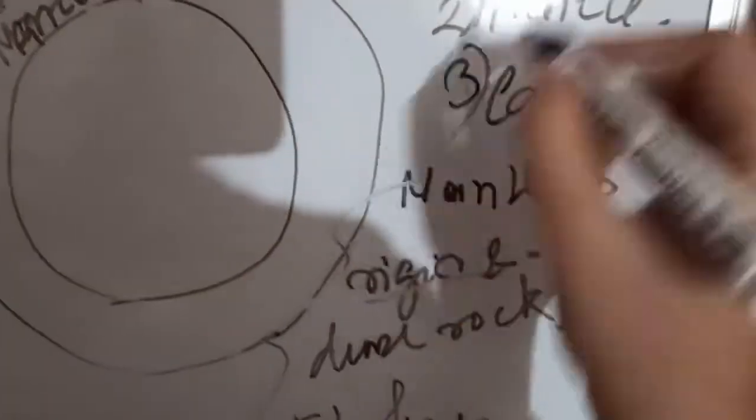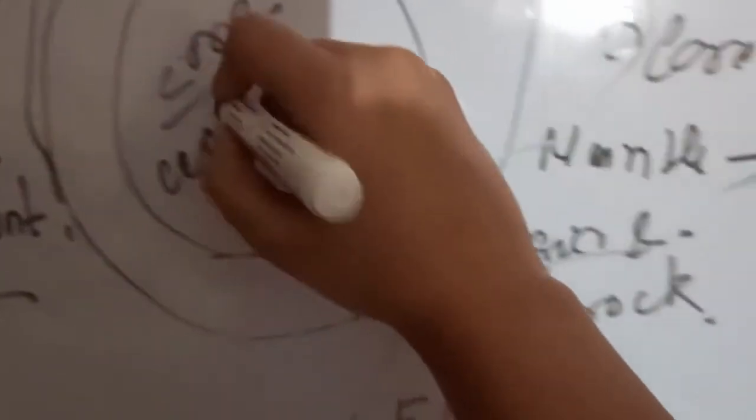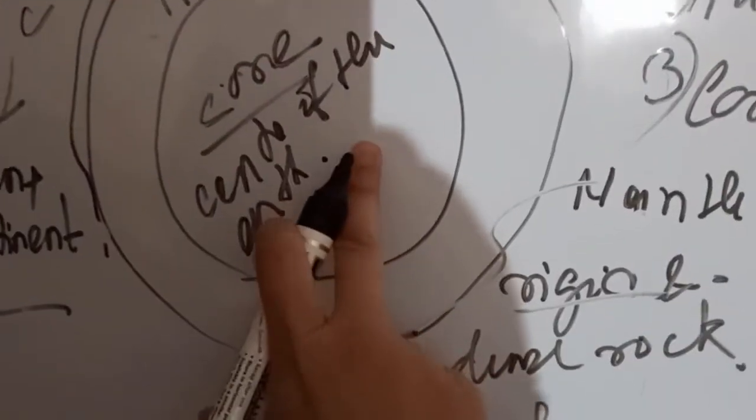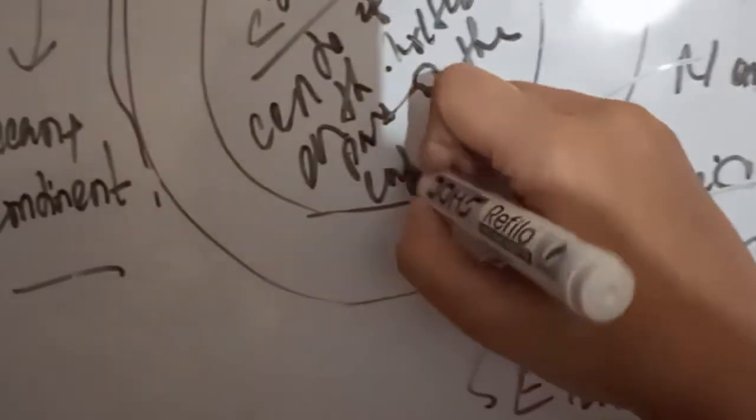Next, after the mantle, the innermost part of the earth, we call the core. The core is the center of the earth. The core is the hottest part of the earth too. We can divide this core into two portions: one is the outer core and next is the inner core.